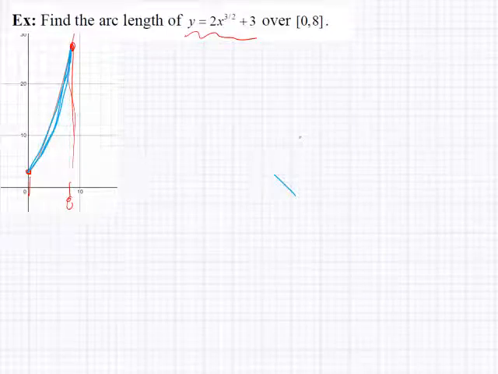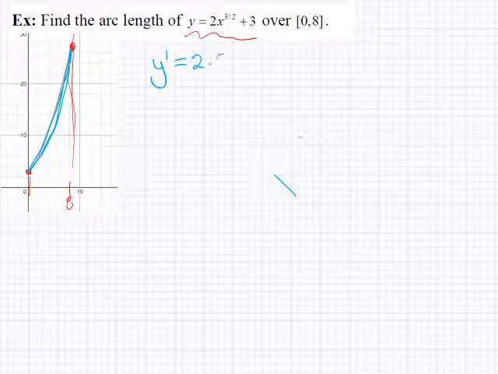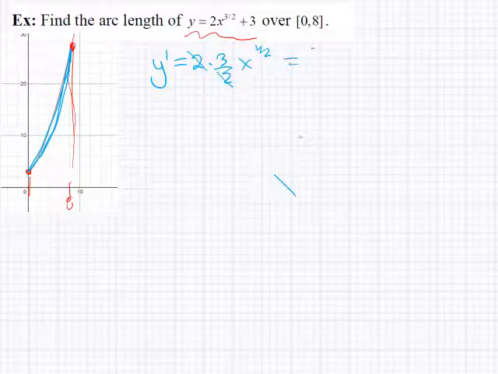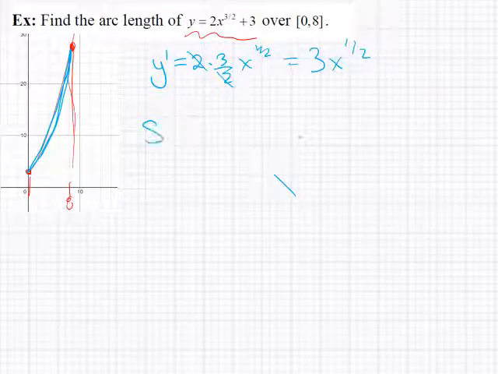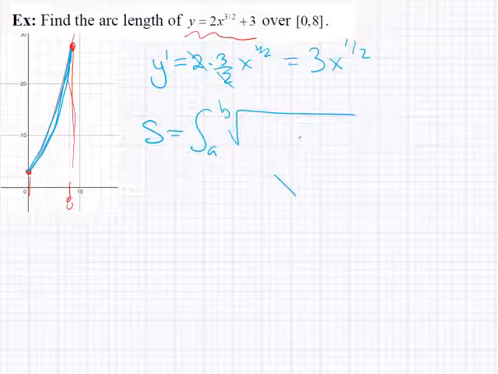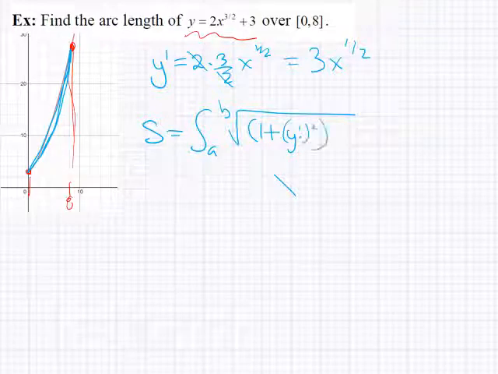So our arc length formula says that we're going to need to take the derivative. So we need to know what y prime equals. And that's pretty easy here. 2 times 3/2 x to the 1/2. Cancel the 2's, so just 3x to the 1/2. That's y prime. So our arc length formula is the integral from a to b of the square root of 1 plus y prime squared dx.